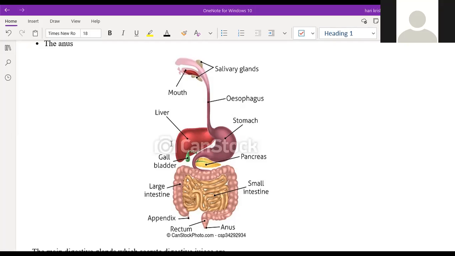What is the role of the pancreas in the digestion of food? Sir, can you repeat the question? What is the pancreas's role in the digestion of food?